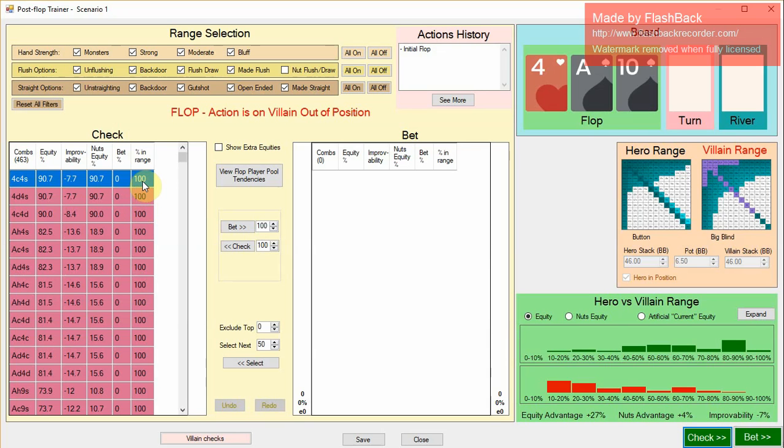Fold with different variations of the combos, and you can see which combos we're talking about. So obviously pocket fours here are very strong hands because they're sets. We're actually looking at the villain's range here at the moment because the action is on the villain initially, because the villain is out of position.